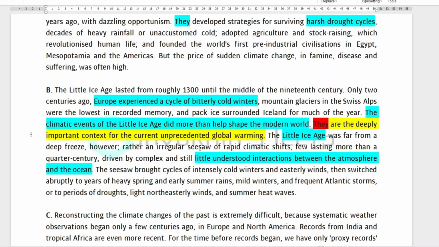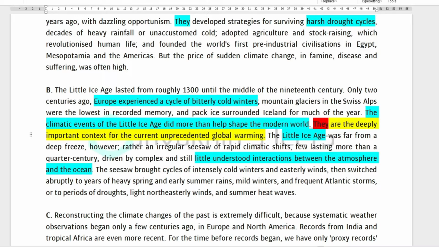However, rather than irregular seasons of rapid climatic shifts, few lasting more than a quarter century, driven by complex and still little understood interactions between the atmosphere and the ocean. The seesaw brought cycles of intensively cold winters. All right, so they are deeply. They're saying the climatic events of the Little Ice Age did more than help to shape the world. And it's saying that climatic events of the Little Ice Age are important in today's unknown global warming.